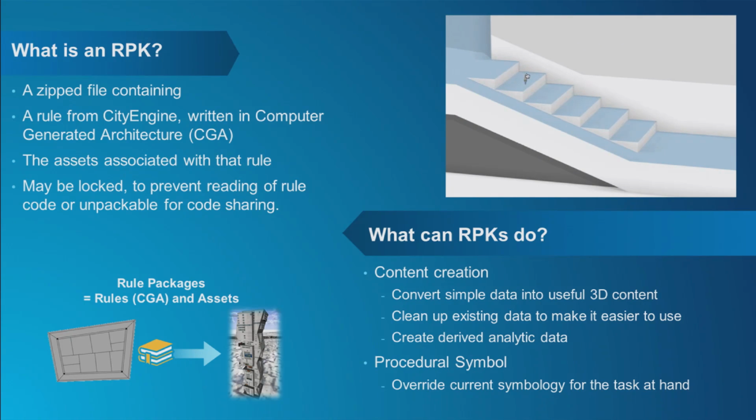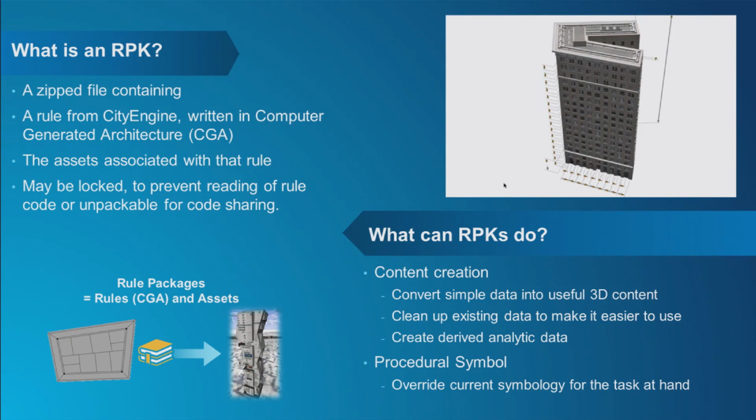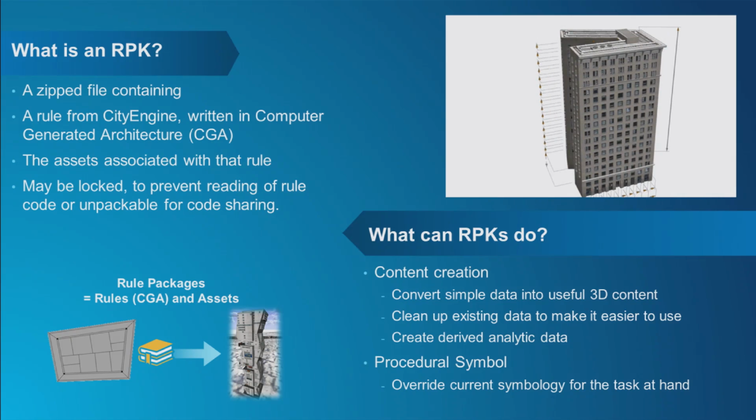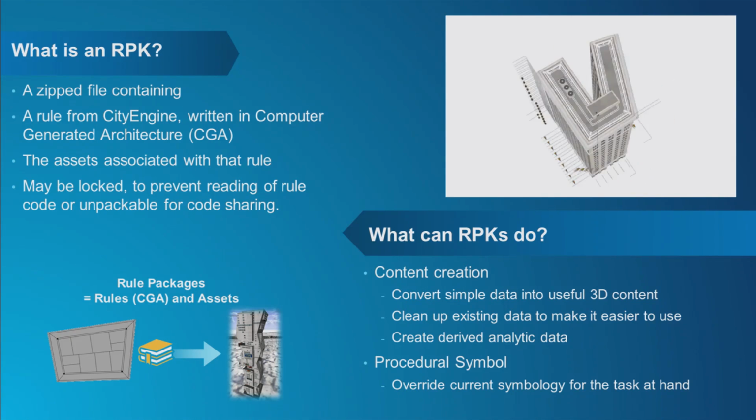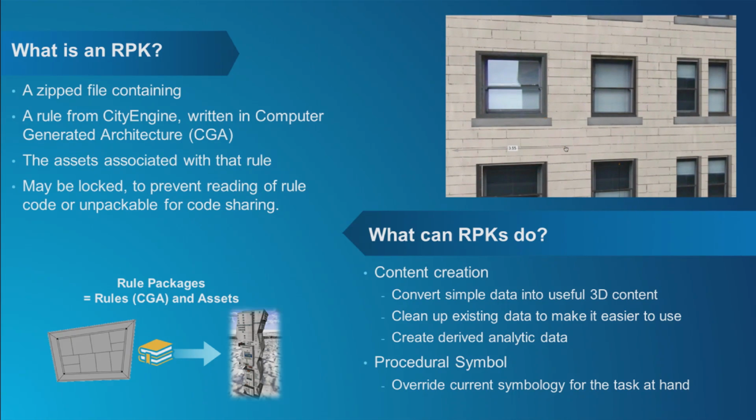So one example is we have a function called conform normals that looks at a 3D model and makes sure that all the normals are correct, the faces are facing outside. You can actually wrap that in a rule package and use it in ArcGIS Pro to clean up data as part of a geoprocessing workflow.